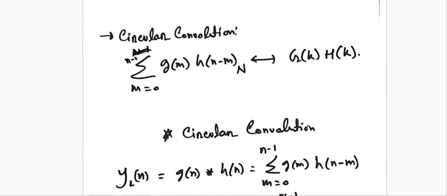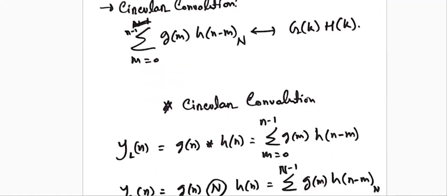Convolution, circular convolution. Before, we were doing the linear convolution; now we are defining the circular convolution. Whenever we write the circular convolution, we need to subscript the value of N. Circular convolution in the time domain gives multiplication in the frequency domain.